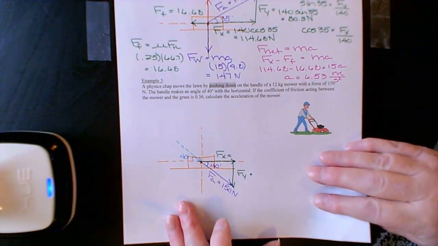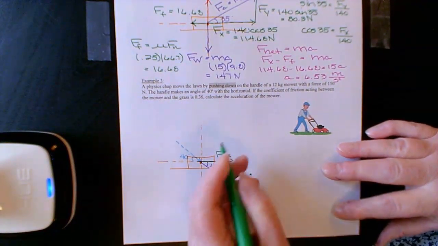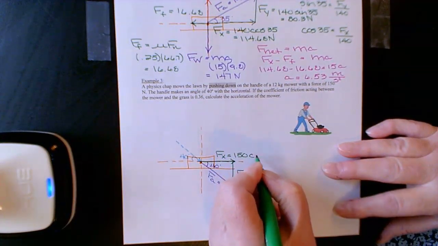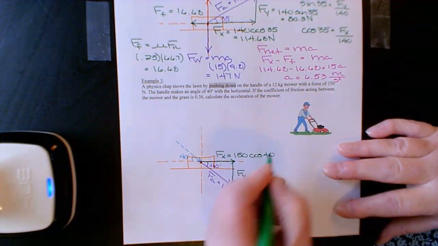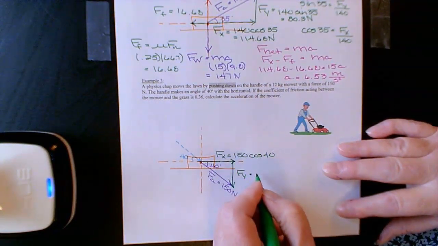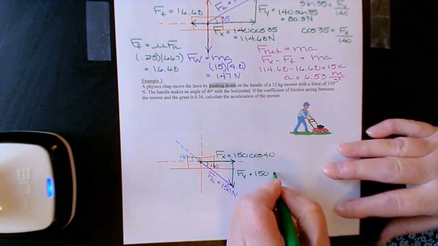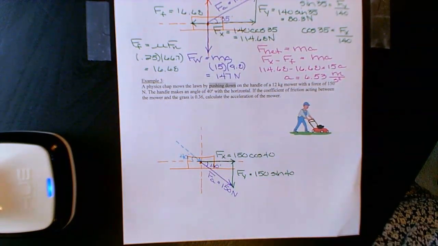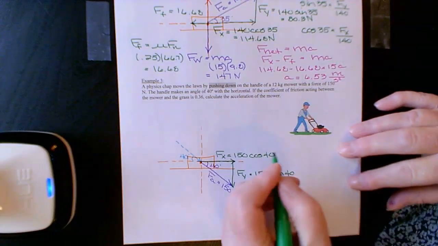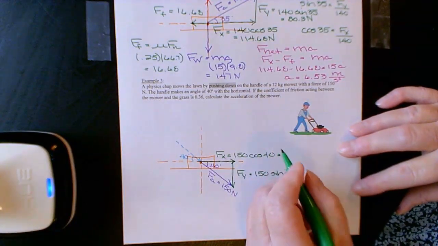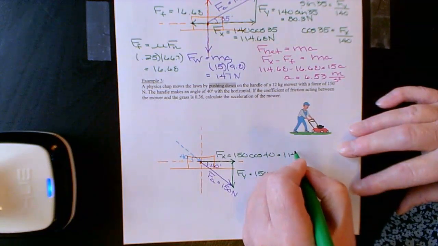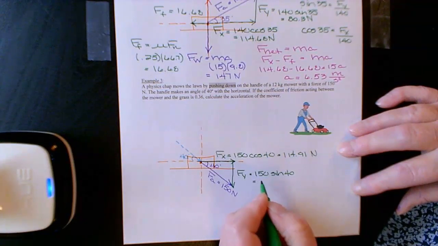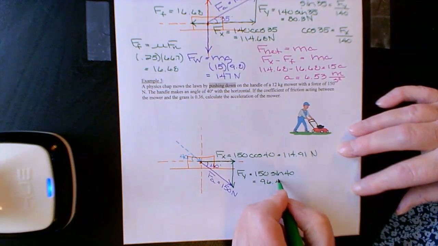But we can kind of jump to the punchline that the x component will always turn out to be the hypotenuse times cosine of 40, and the y component will always turn out to be the hypotenuse times sine of 40, as long as I'm using an angle with respect to the x-axis. All right, so we'll number crunch each of those, and I get 114.91 newtons, and I get 96.42 newtons.